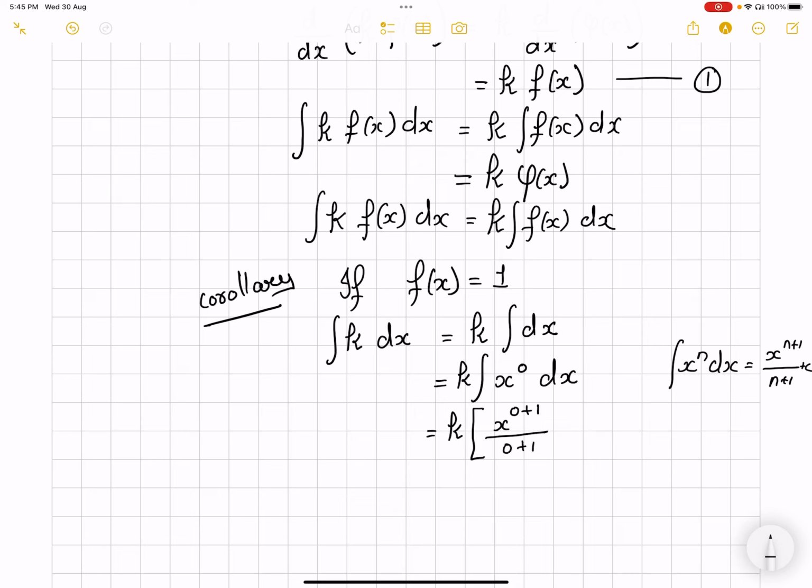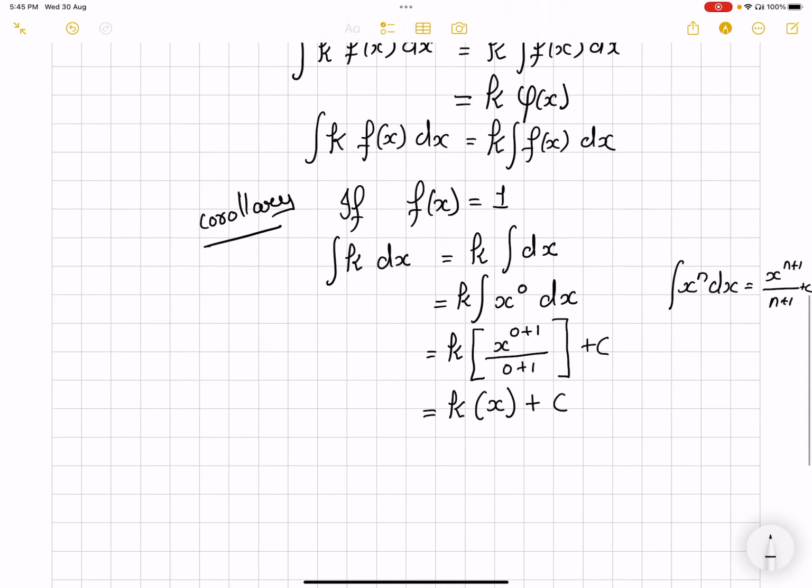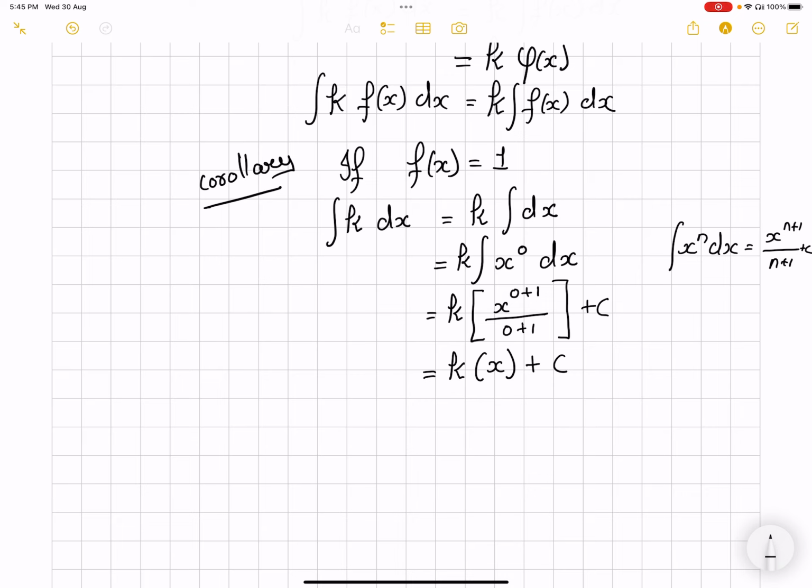And then plus c is there. So which means k times of x by 1 plus c. This is how we would be doing. Okay, if you want, you can put it here. I just wanted to put it in a final stage. That's it. So this is how it would be.